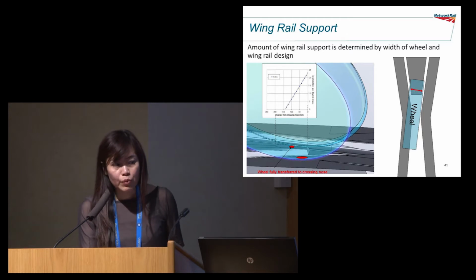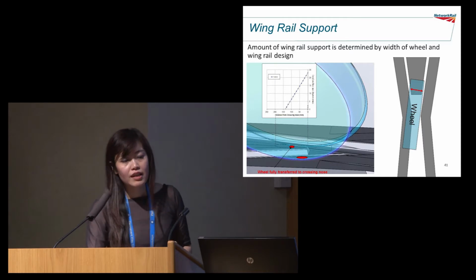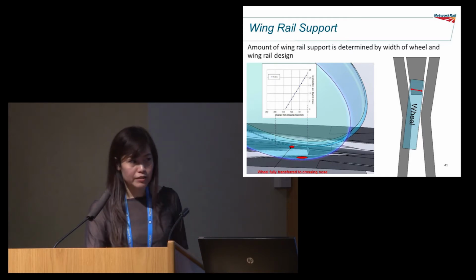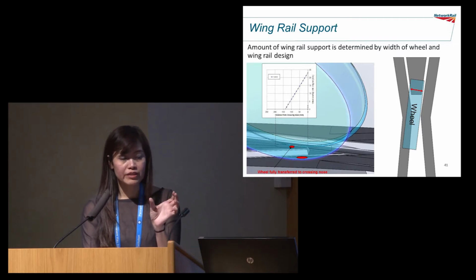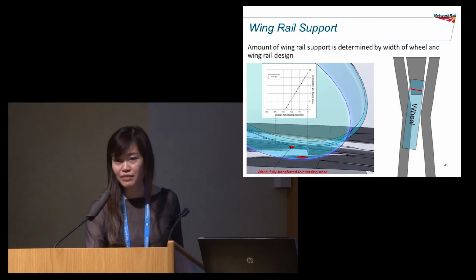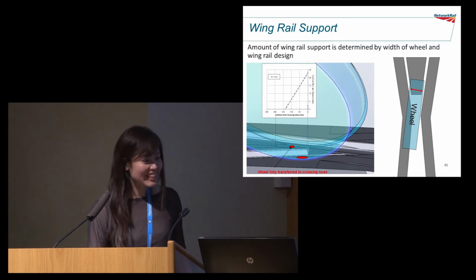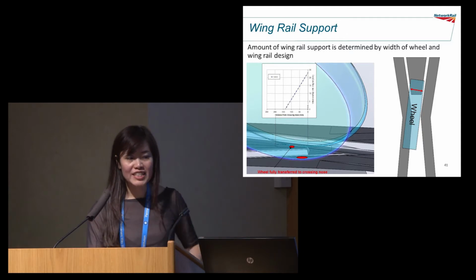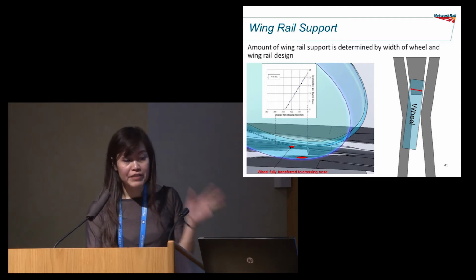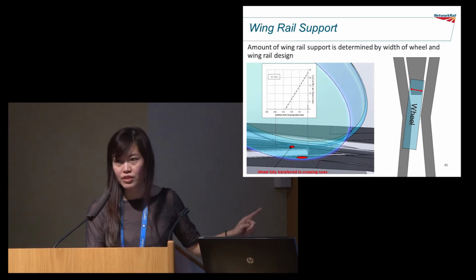Wing rail support. The amount of wing rail support is determined by the width of the wheel and the wing rail design. I was speaking to people who had worked for British Rail, and I think the width of the wheel has been reducing over the years, perhaps to reduce the unsprung mass and the material. The graph on the left shows the wheel transfer for a 1 in 6 crossing. With an inclined wing rail design, the wheel will still transfer fully to the nose after 100 mil from the nose.